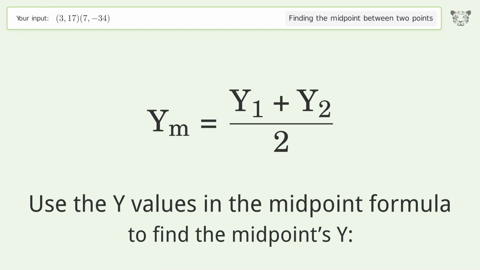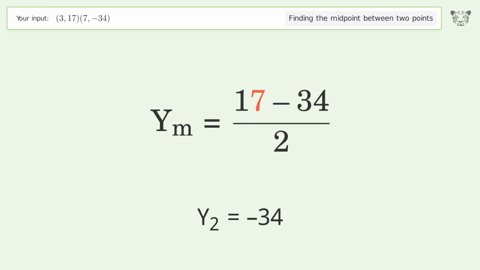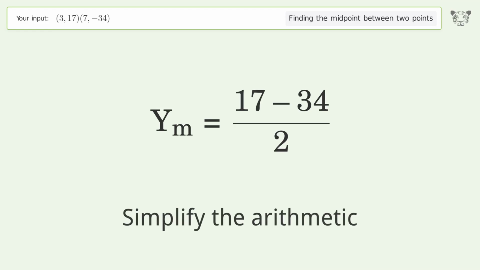Use the y values in the midpoint formula to find the midpoint's y. y1 equals 17. y2 equals -34. Simplify the arithmetic.